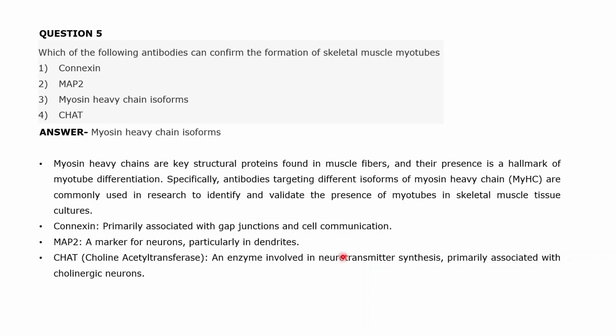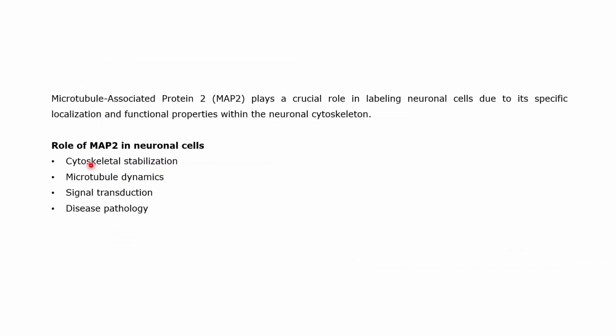in nature. And also, if you look into microtubule associated protein 2, we have discussed this earlier, but I am just pointing it out so that you can recall. It is used for labeling neuronal cells due to its specific localization and functional property within the cytoskeleton of neurons, and it is associated with cytoskeletal stabilization, maintaining the structural integrity of neurons. Microtubule dynamics, because in order to form microtubules in neurons, this is specifically involved.